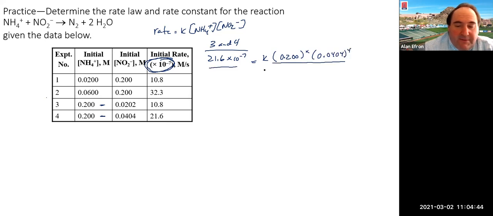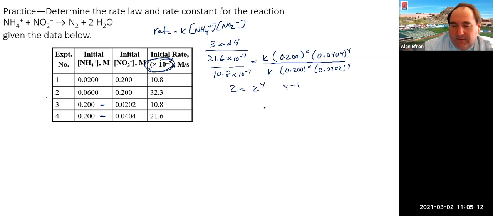If you forgot the times 10 to the minus 7, you may actually be okay in this part of the calculation. Then 10.8 times 10 to the minus 7, our K, and 0.2 to the X, and 0.0202 to the Y. That I believe is 2 equals 2 to the Y. So Y here would equal 1 in this particular case. Any questions on that one?